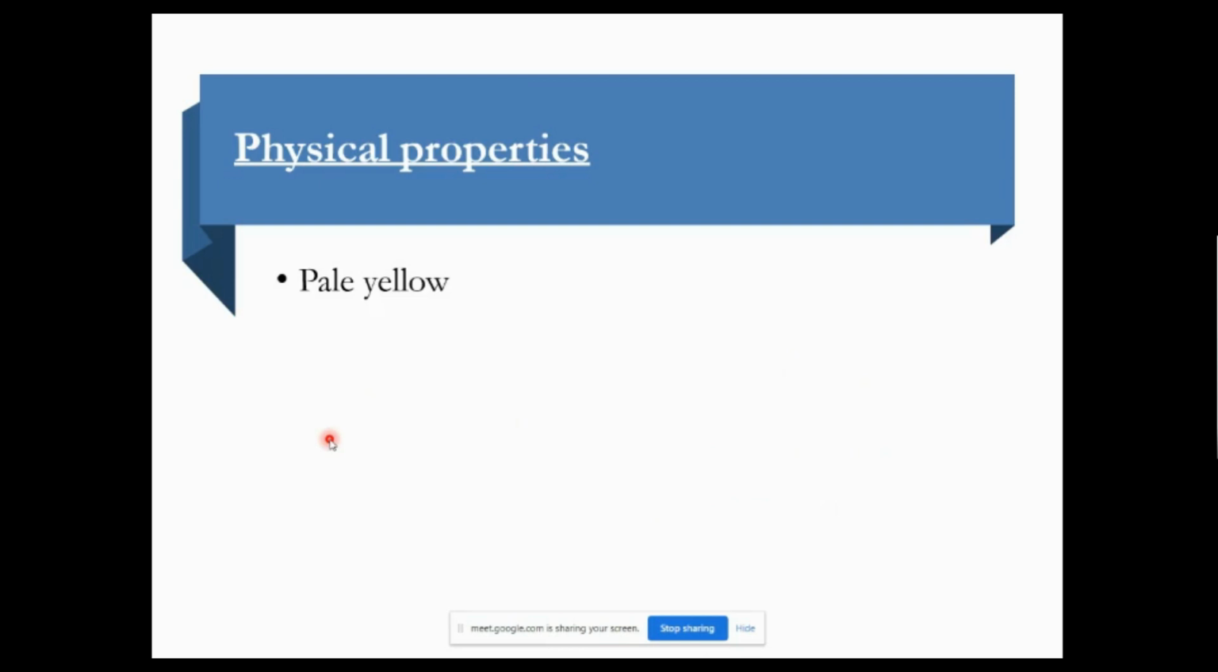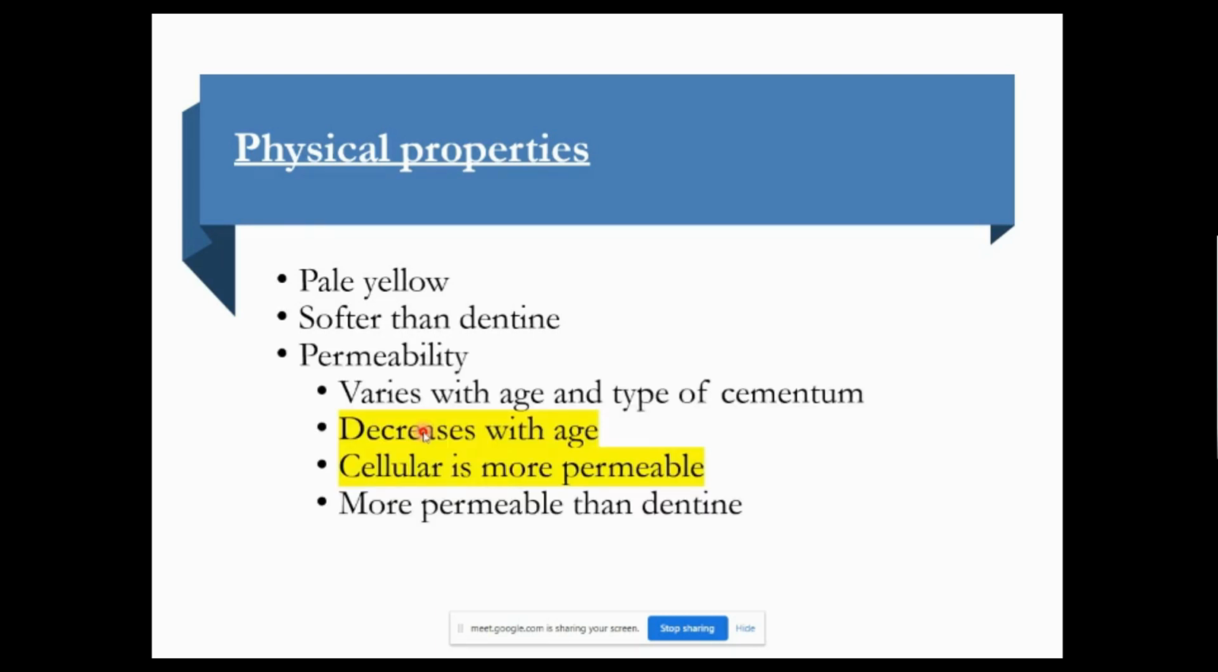So physically it is pale yellow in color, but when it comes to the consistency or the hardness, it is softer than the dentin. We're comparing it with the adjacent structures, okay, for you to remember. The permeability, I think I explained to you the word permeability. It allows certain things to be passed, okay? So the permeability of cementum varies with age. That is, it will be higher when you're younger, but it decreases with age.